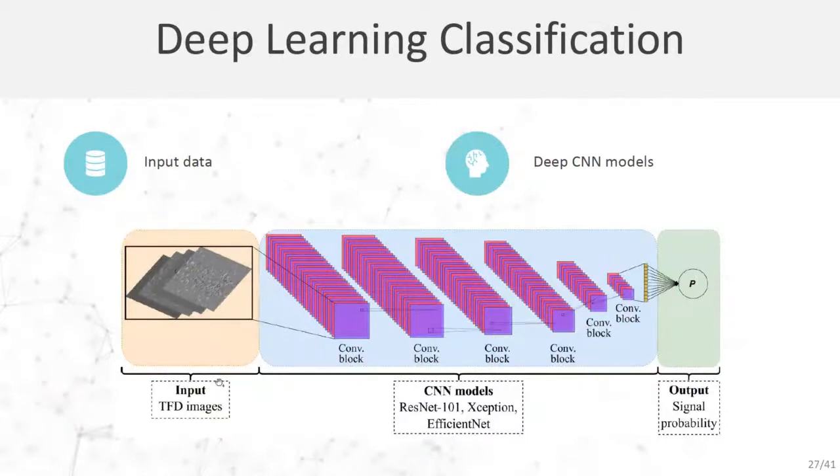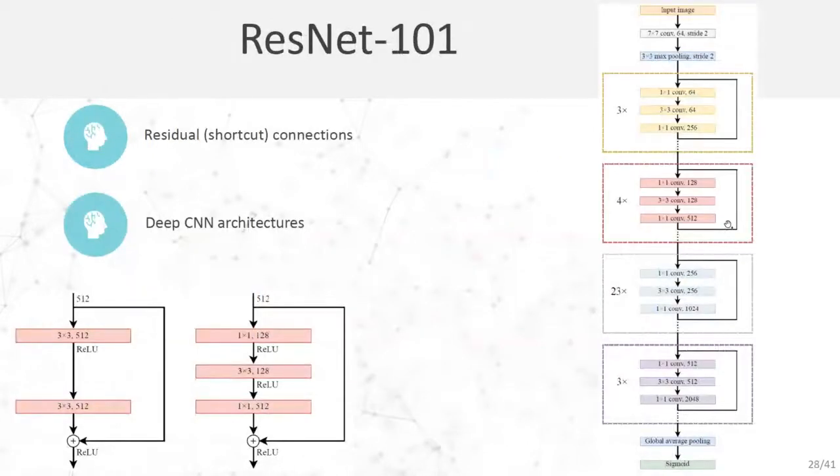So we used these 12 data sets of the TFD images as input to the deep learning models based on 3 different CNN architectures. These were the ResNet 101, Xception, and EfficientNet. And from the output of the CNN models, we obtained the probability that the input image contains the gravitational wave signal. So now just a few words about the utilized CNN architectures.